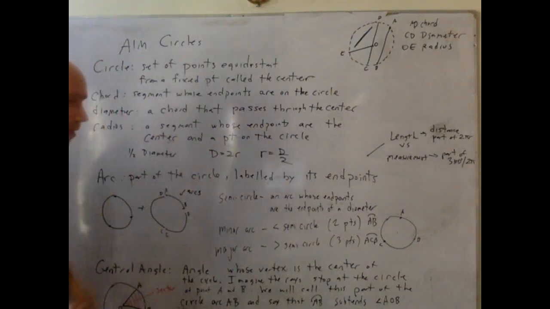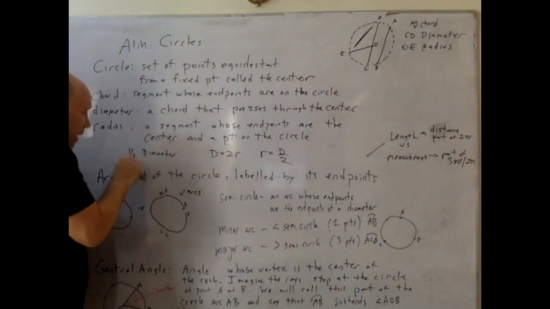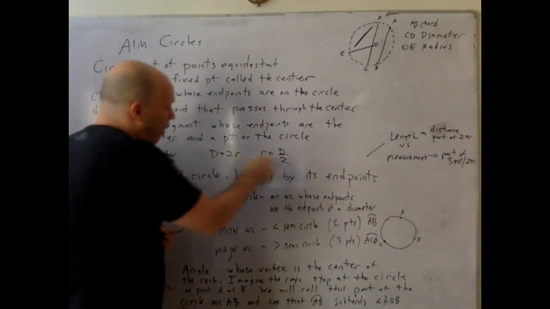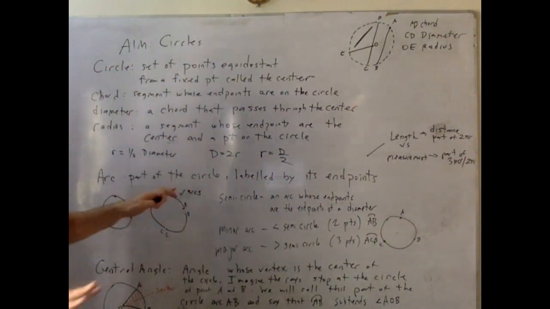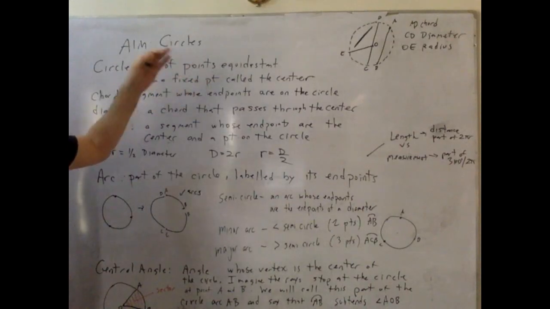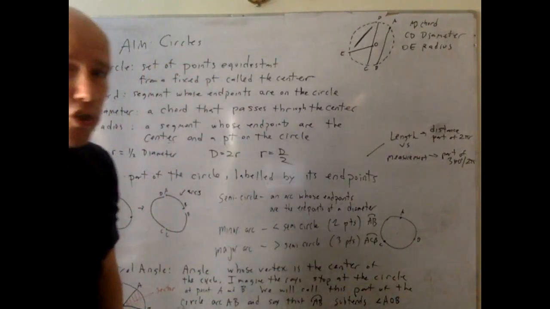Yes, the radius is half the diameter. So D equals 2R and R equals D over 2. That's fine. But once again, when you're talking about geometry and things, you want geometric definitions.